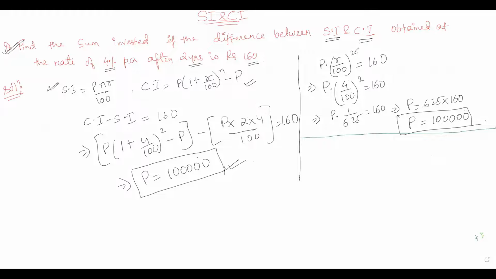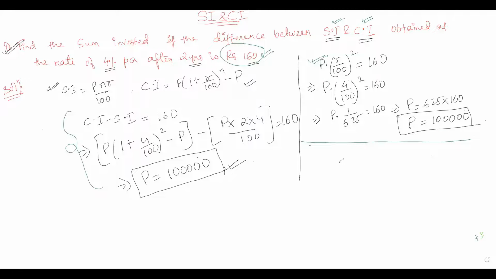Now suppose you are unable to remember this formula and we also don't want to use this equation to solve for the value of P. So how can we get to the answer? Let us try to see that. I know that the difference is 160 rupees and this difference is only because we are getting interest on interest for the second year, because for the first year, the SI and CI would be same. So whatever difference we are getting, this will be only for the second year.